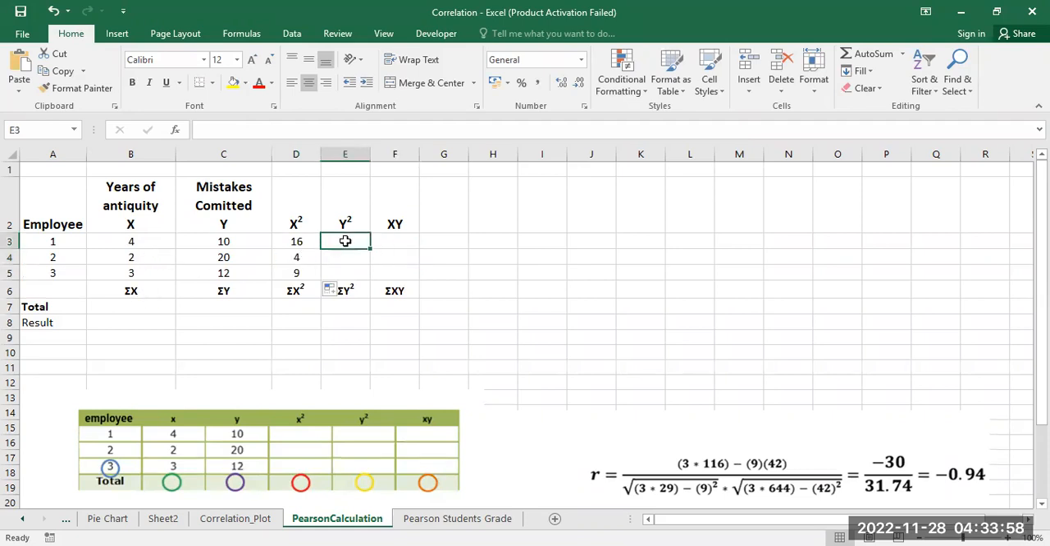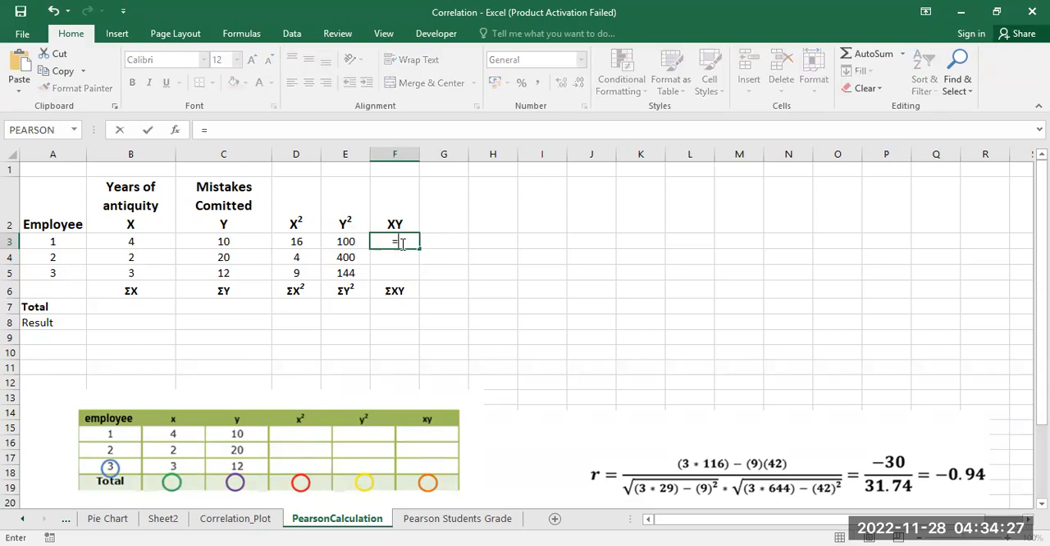The same thing for Y squared. I simply put the equal sign, I click on cell C3, then I raise that to the power of 2, and I press enter. You can see 10 squared is 100, and for me to get the other values, I also click and drag. And then the last but not the least column is the product of X and Y. In other words, 4 multiplied by 10 will give you 40, 2 multiplied by 20 will give you 40, and so on and so forth.